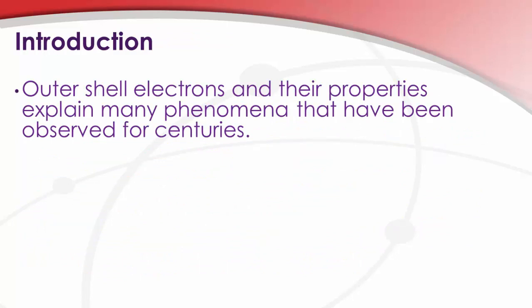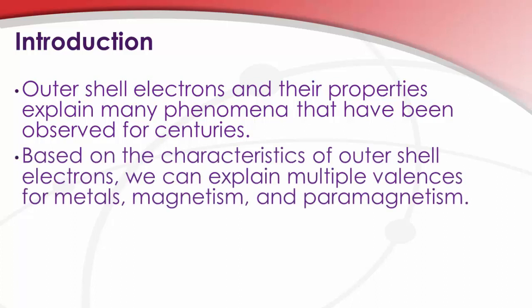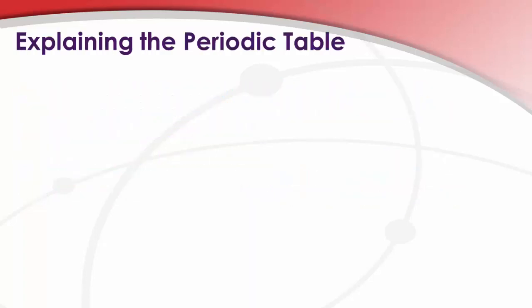We've hinted at this several times already. The outer shell electrons and their properties explain many phenomena that we've been observing for centuries. Based on these characteristics of the outer shell electrons, we think we can explain multiple valences for transition metals, we can explain magnetism, and a different phenomenon, paramagnetism.